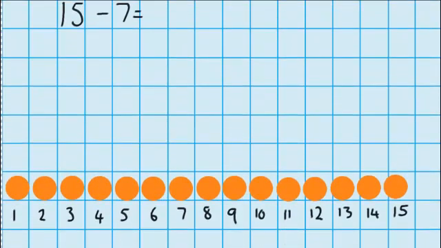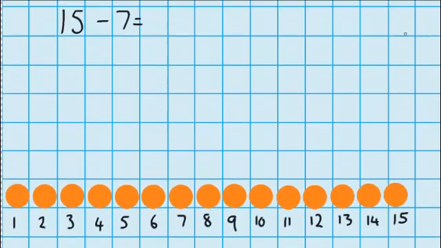I've got 15 counters and I want to subtract 7. Let's have a look at what that looks like. If I go down here, you can see I've got 15 counters. Well, I want to start by subtracting enough to get me back to 10. So if I've got 15 counters, that means I'm going to have to subtract 5. 1, 2, 3, 4, 5.